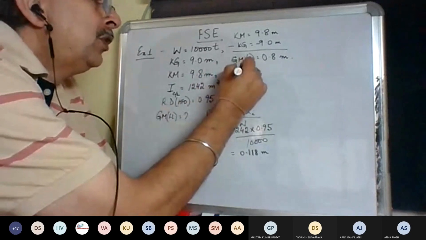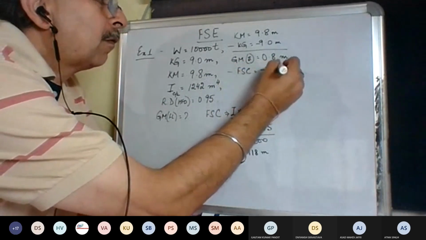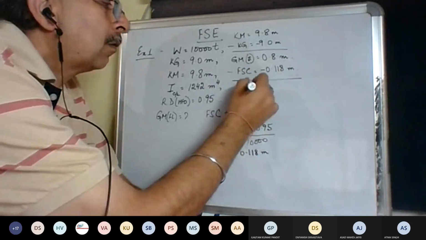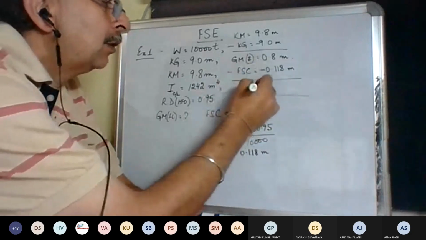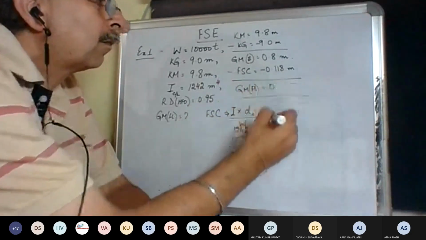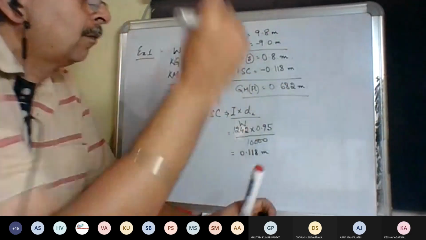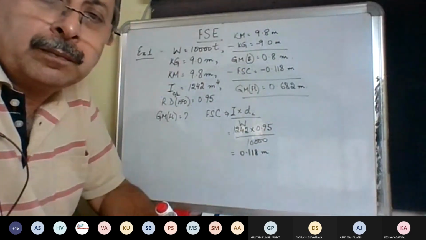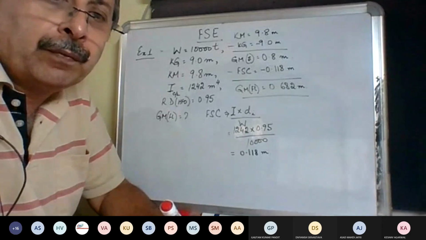So GM solid minus FSC will give you GM fluid. How much does it come to? Sir, 0.682. So this is your answer. Is that okay?